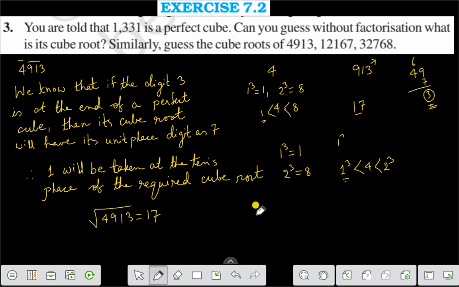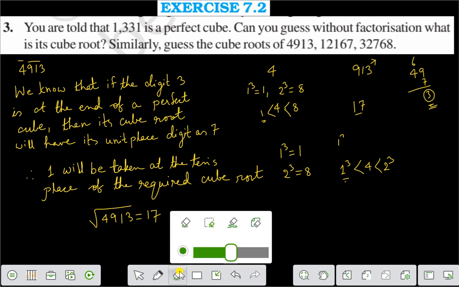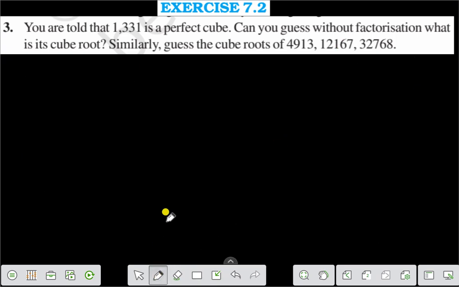Now the next question is 12167. Let us take the next number. The next number is 12167. We'll divide it into two groups, 167 and 12, right? Let us first take this group, 167.